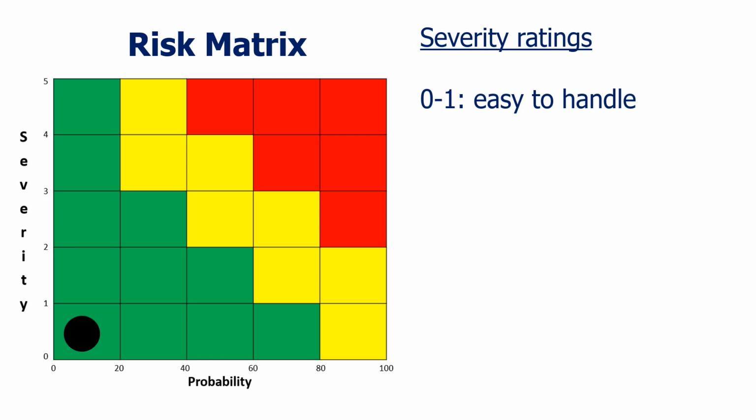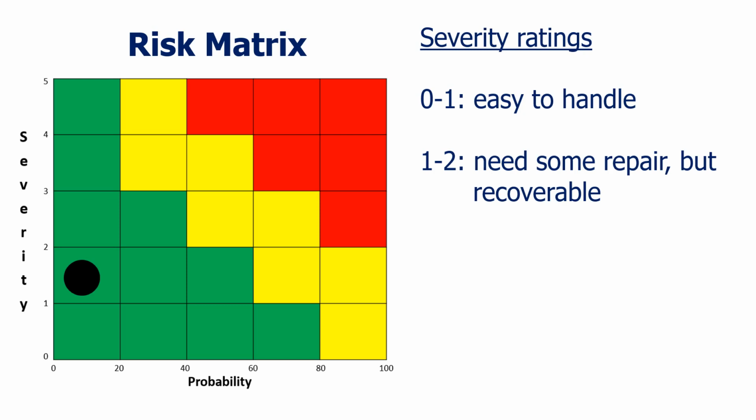0 to 1, well, that's still easy to handle. I'm not going to worry about it. But 1 to 2 risks that show up, they are going to require a bit more repair work. But let's face it, the business can usually recover without the customer even knowing that anything went wrong. So I'm still not going to worry about it too much. I don't like them, but at least they're things I know we can handle.